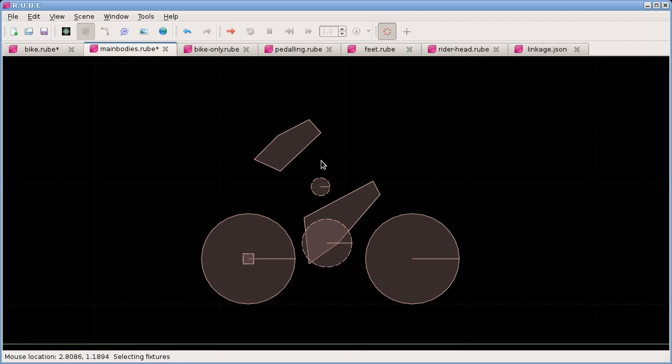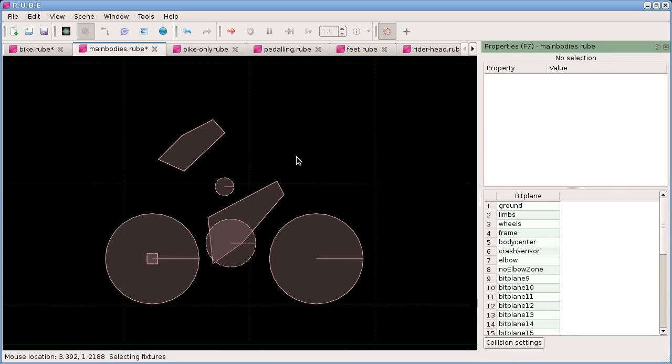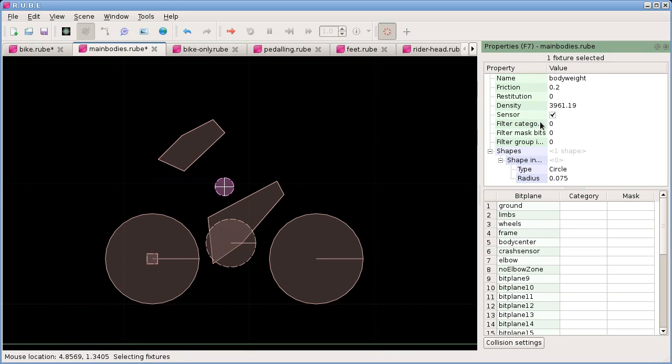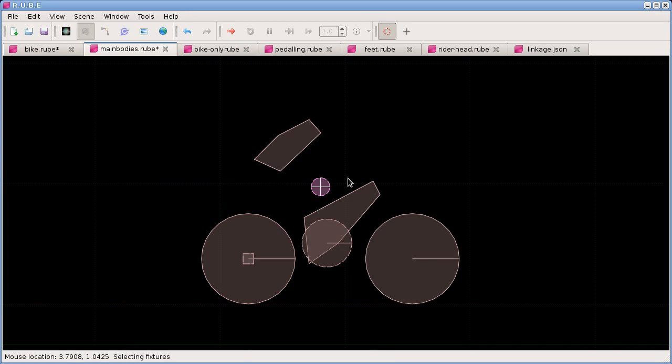If we look at each of these fixtures here, if I select this fixture here and look at the density, this is zero. And the density of the sensor here is 3,900 and something. So the point of that is that this fixture here contains all of the density for the torso, but it has no collision whatsoever. It's just a collisionless sensor. Whereas on the other hand, the body that defines the collision part of the torso has no density at all.